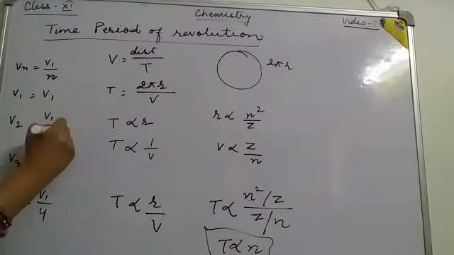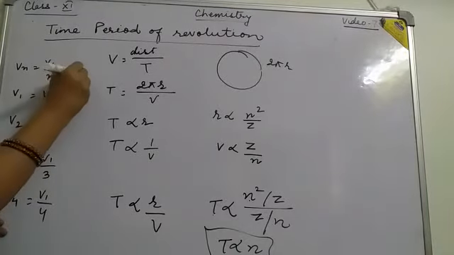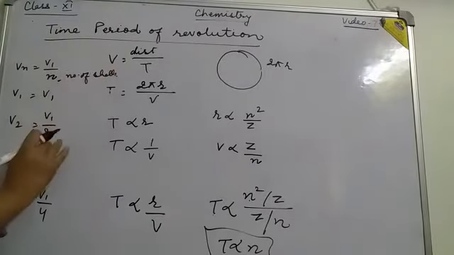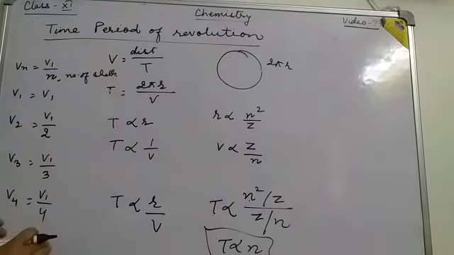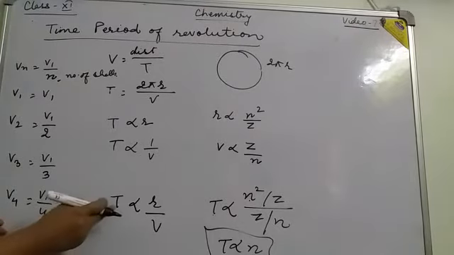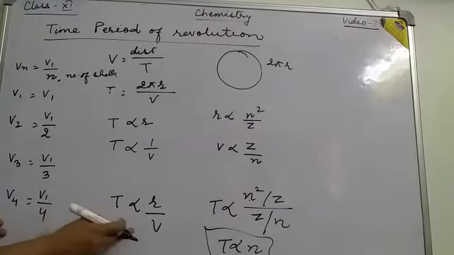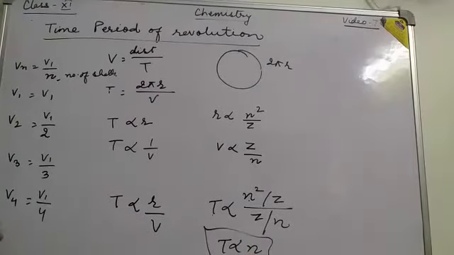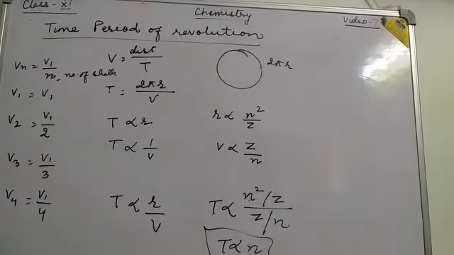So n is the number of shell or orbit. As the number of shells increases, the velocity decreases. So velocity of electron completely depends on the number of shells, and if the velocity decreases, then time period also decreases. So time period completely depends upon the number of orbits or number of shells.